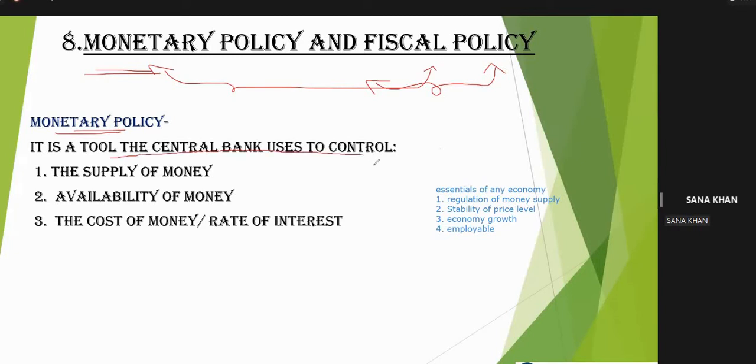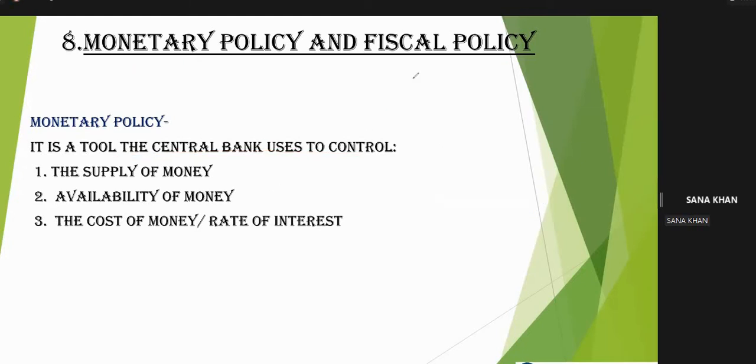you have to understand it is the tool the central bank uses to control the money supply in the economy. So we'll move to the tools of monetary policy. Can somebody tell me what are the tools of monetary policy? Repo rate, SLR.